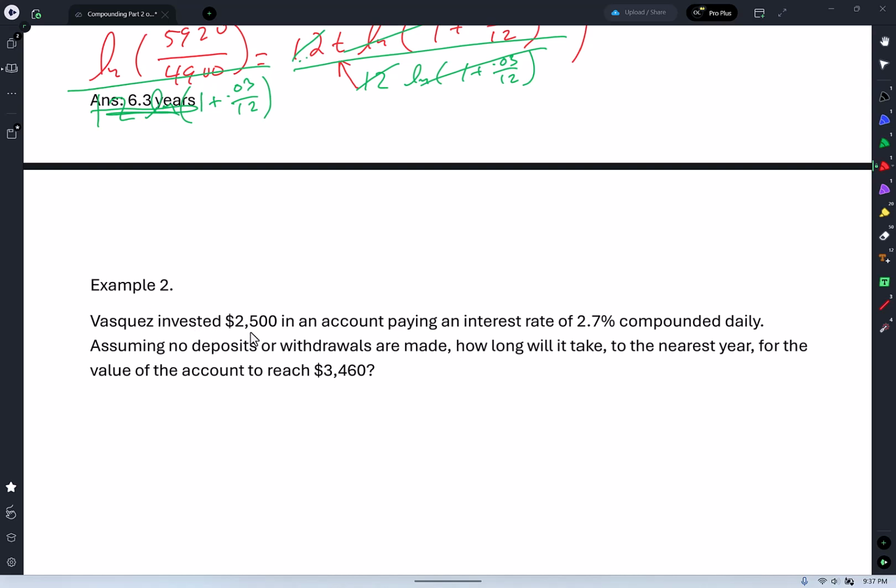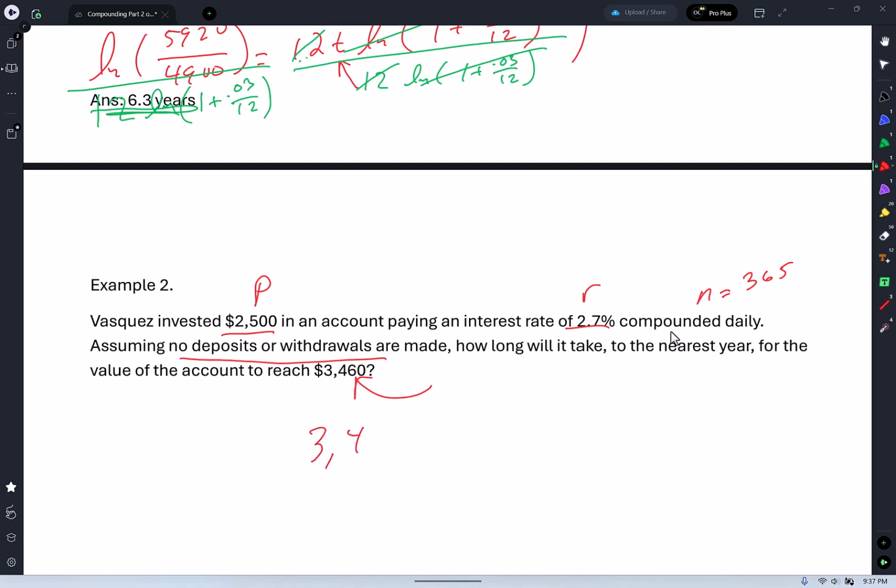Let's see. Vasquez invested $2,500 in an account, paying an interest rate of 2.7%, compounded daily. All right. So if it's compounded daily, that means n equals 365. And this is how much he invested initially. So that's your P. And this is your R. Assuming no deposits or withdrawals are made, how long will it take to the nearest year for the value of the account to reach? So I want to reach that much.